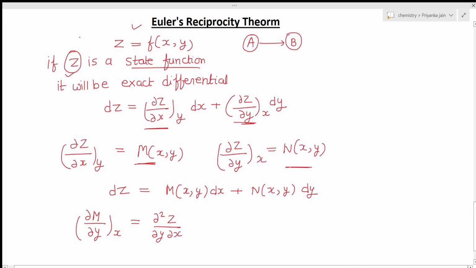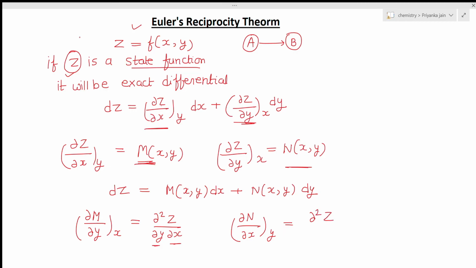What is the meaning of it? See here, this M(x,y) means the differentiation of z with respect to x at constant y. Now we are doing again its differentiation, so again it will be with respect to y, because we have firstly done the differentiation with respect to x. So this term del M upon del y at constant x will be equal to del square z upon del y del x. Similarly, the term del N upon del x at constant y will be equal to del square z upon del x del y.